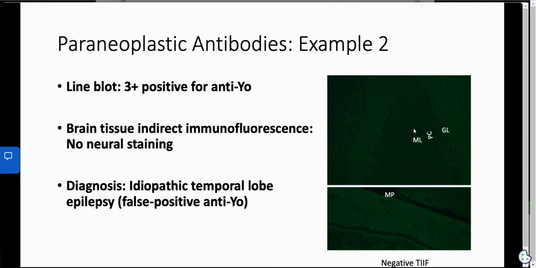And this illustrates a few key points, which is the importance of positivity by 2 assays, as well as corroborating the test result with the patient presentation, because chronic temporal lobe epilepsy is not a typical phenotype for this antibody.